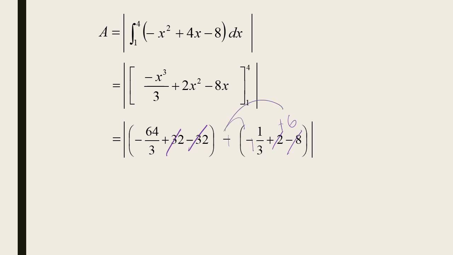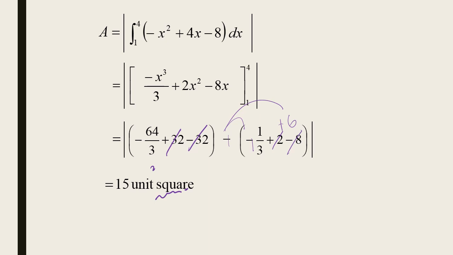Adding up, negative 64 over 3 plus 1 over 3 is negative 63 over 3, and then plus 6. So the final answer is equal to 15 unit square. Okay? So now, for the unit square, you can write it as unit square, or you can put 2 at the top of the unit.